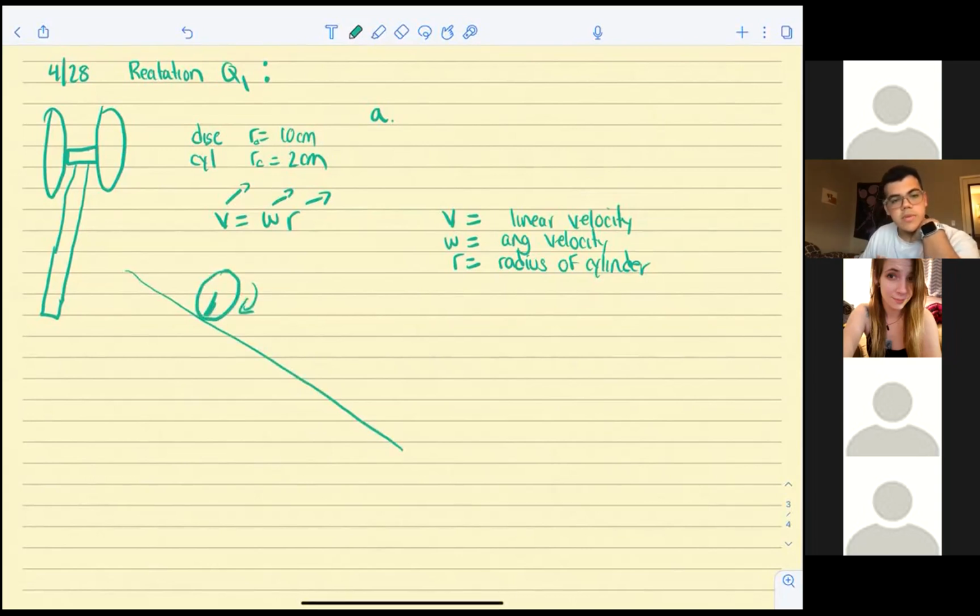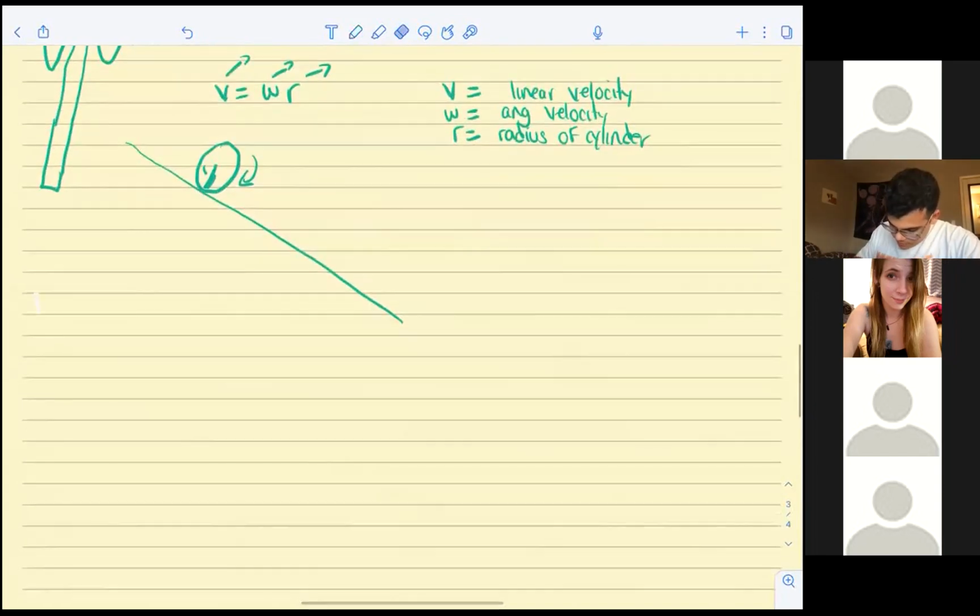Okay, everybody's on the same page about that? And then the discs are not making contact, so they're not spinning with respect to the surface. Okay. That's easy. So then question B says, what is the speed when it's done rolling?